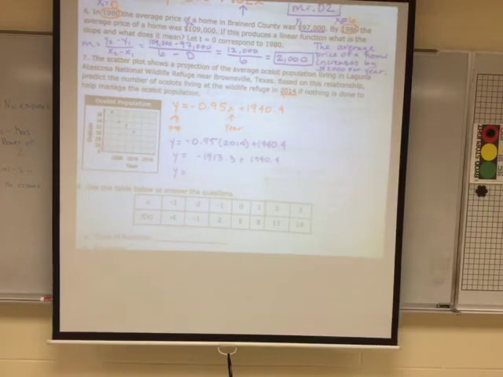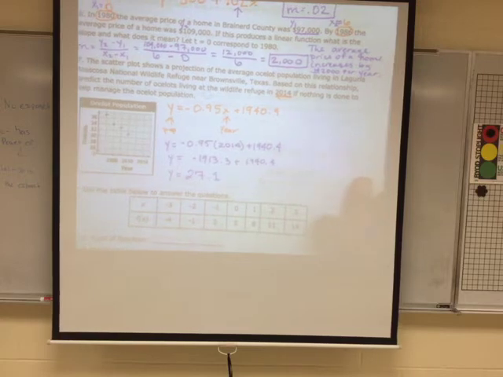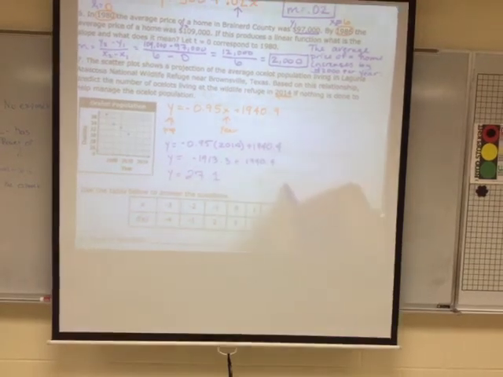So negative 1913.3 plus 1940.4 gives me 27.1. Remember, we can't have 0.1 ocelots, though. So the number of ocelots in 2014 would be 27.